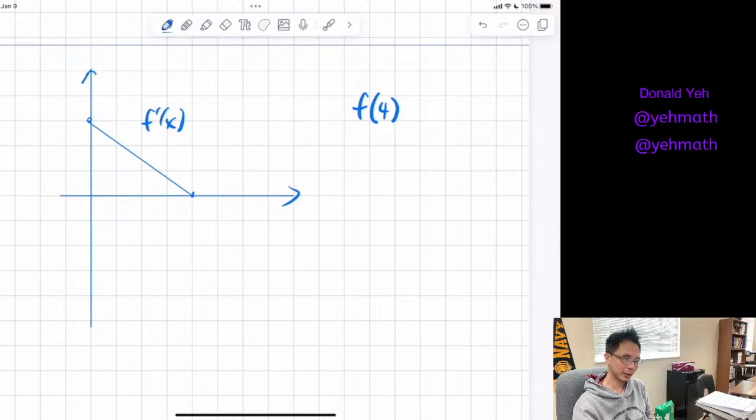Oh, I need one more piece of information. Sorry. That says f(4) is equal to 10, and what is f(0)? Sorry, I'll ask that.